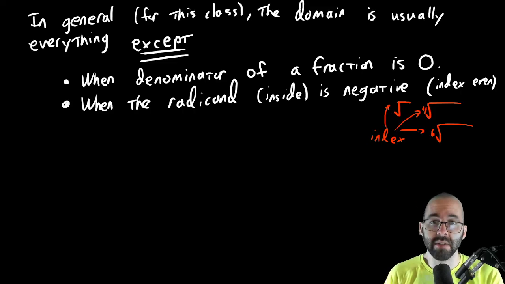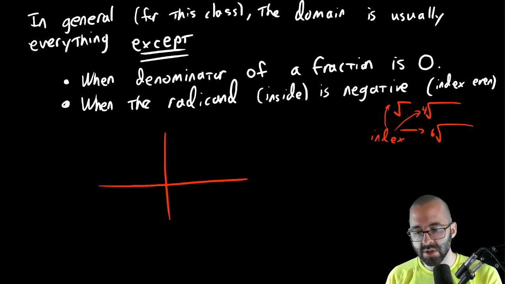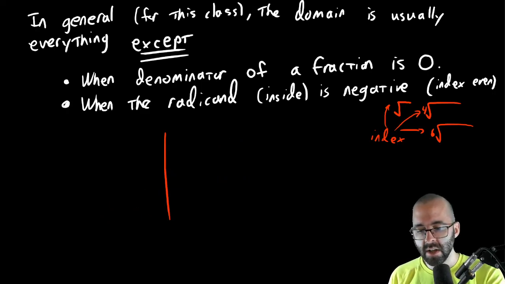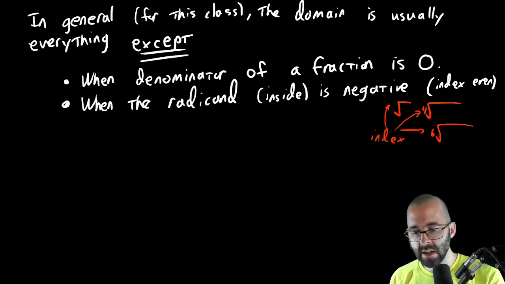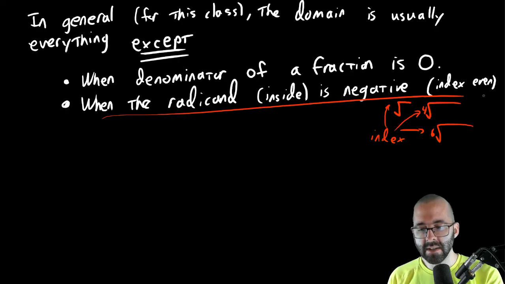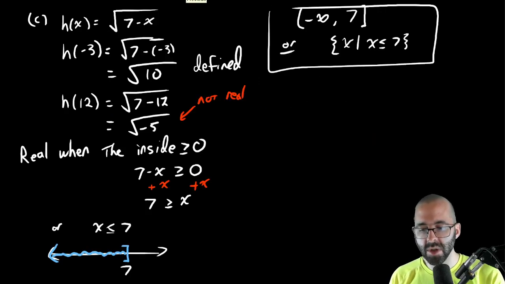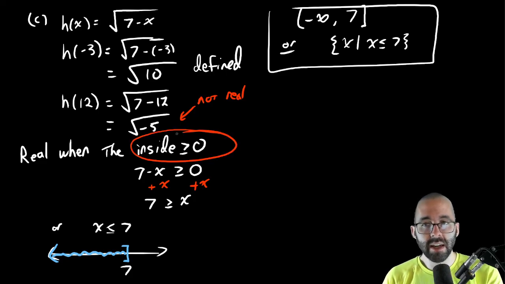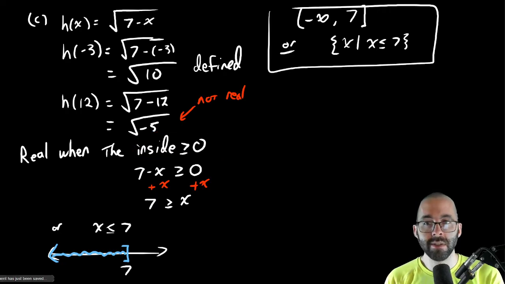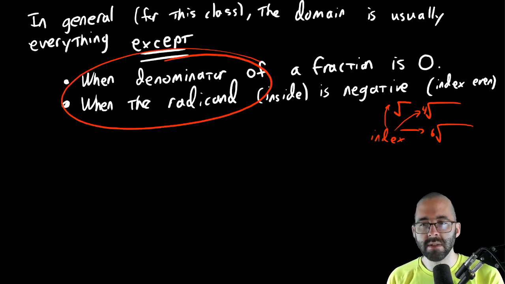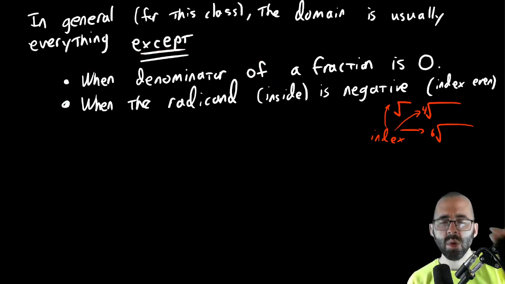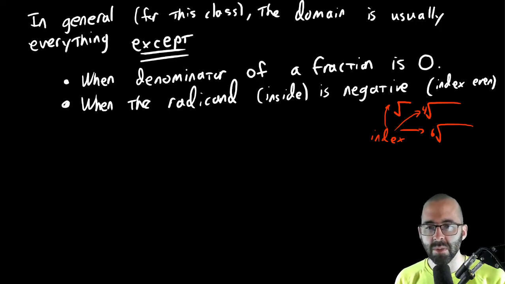So cubed roots are fine, right? Because the cubed root function kind of looks like this. Cubed roots are defined everywhere, but square roots look like this. They're only defined for positive x's. So this second one, when the radicand is negative, that has to do with example C, right? We want the inside to be positive or 0. If the inside is at least 0, then we have a real number on our hands, okay? These are the main things to watch out for. Look at denominators, look at the inside of radicals. We'll do some more problems on this in the last video of this section, okay? But in the meantime, good luck.